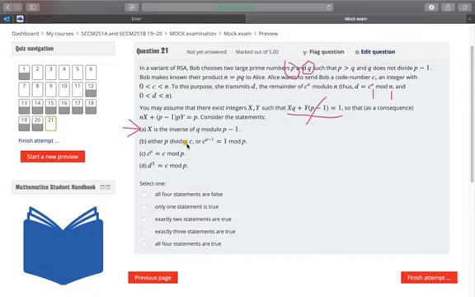Either p divides c or c to the p minus 1 is 1 mod p. Well, p is a prime number, so Fermat's little theorem would tell you that c to the p minus 1 is 1 mod p, provided c is not 0 mod p, i.e. provided p does not divide c. So either p divides c, or by Fermat's little theorem, this is correct. So B is certainly a correct statement.